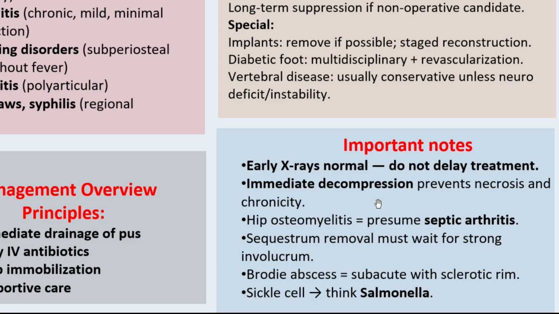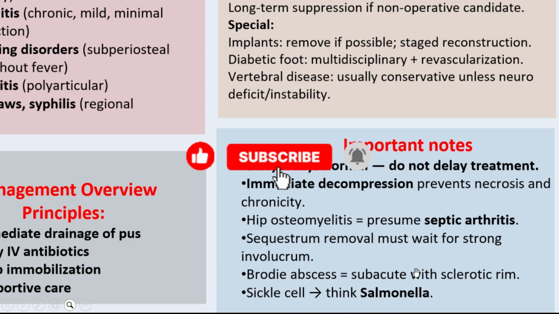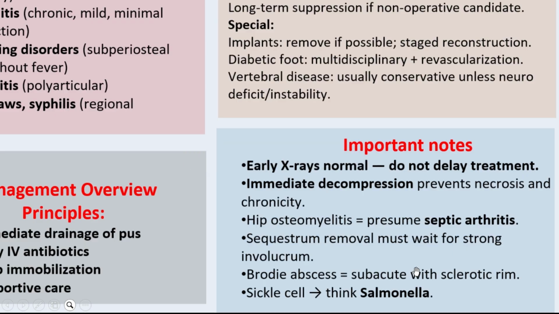Yes. Then hip osteomyelitis, always assume that we have a septic arthritis. That's also true in children below 18 months. You want to always consider that they have a septic arthritis. Then sequestrum removal must wait for strong involucrum. When you have a Brodie's abscess, this is subacute and it has a sclerotic rim. Then in sickle cell, think about salmonella.